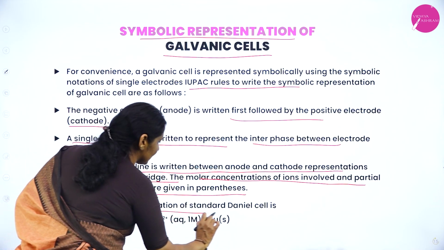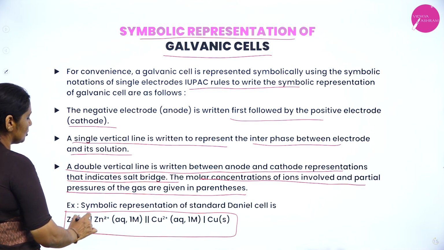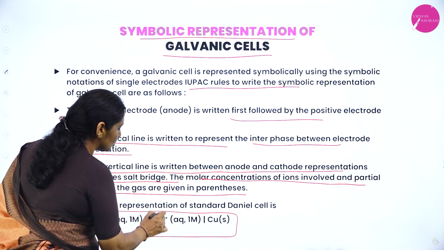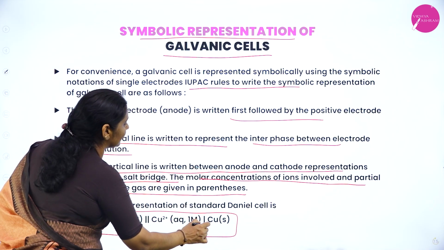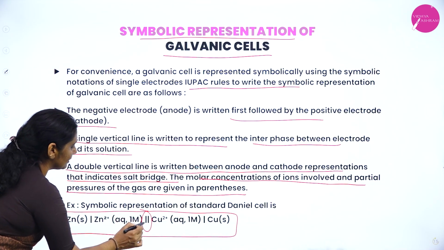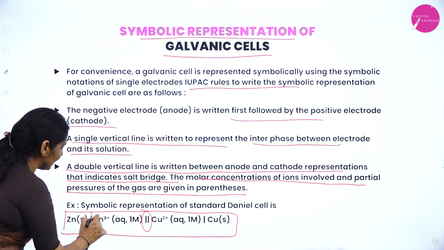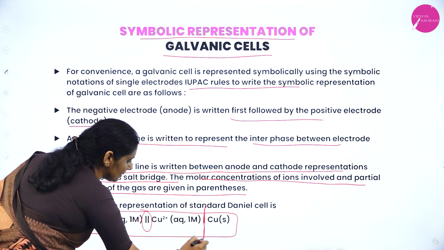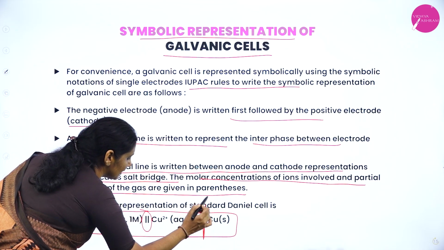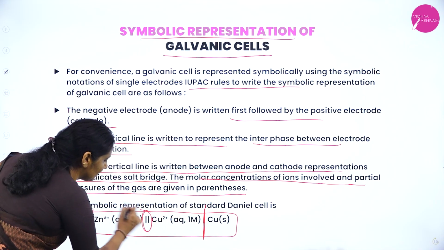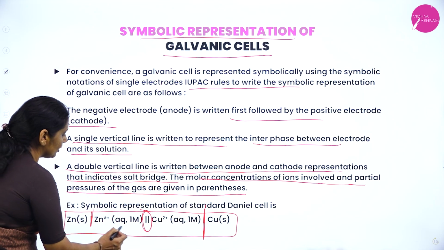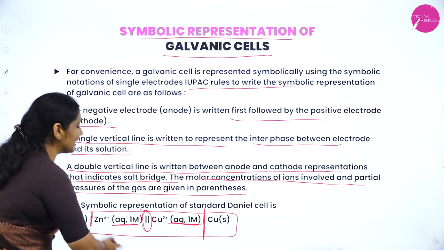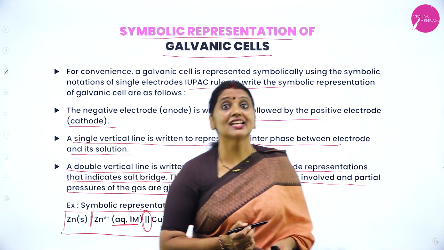The symbolic representation of the standard Daniell cell is Zn solid, single vertical line, Zn2 plus aqueous 1 molar, double vertical line, Cu2 plus aqueous 1 molar, single vertical line, Cu. This double vertical line represents the salt bridge. The single vertical line represents the interface between the electrode and its solution. The concentration of the solution is written in the parentheses. This is the symbolic representation of the standard Daniell cell.